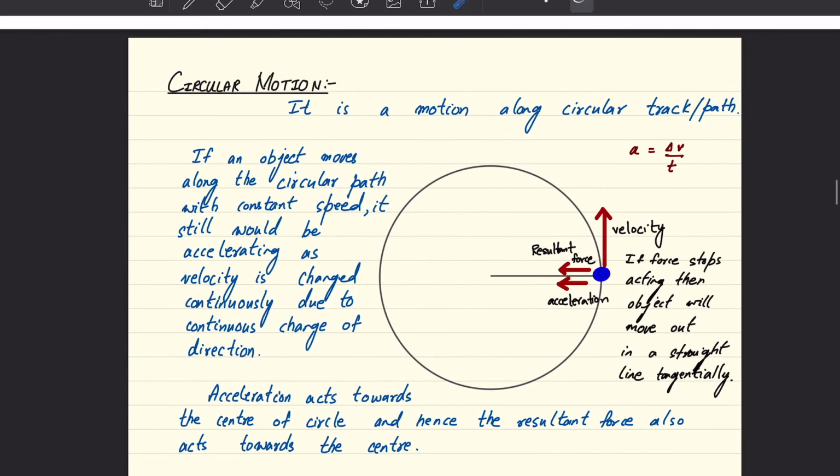One more thing that you need to understand is that if the acceleration stops acting, there is no resultant force towards the center, then the velocity would stop changing. In that situation, the object will move with constant velocity in a straight line. That is, if the centripetal force somehow vanishes all of a sudden, then the object would move out of that circular path tangentially in a straight line.